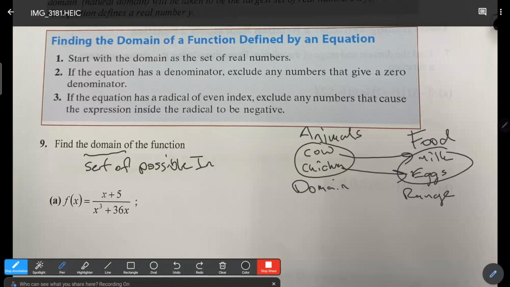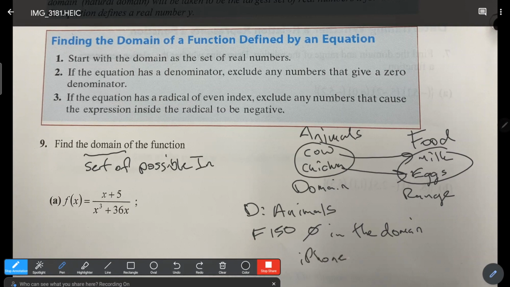So an example of something not in the domain, if we say the domain is animals, would be a Ford F-150. And an iPhone 11 would not be in the range because that's not food.